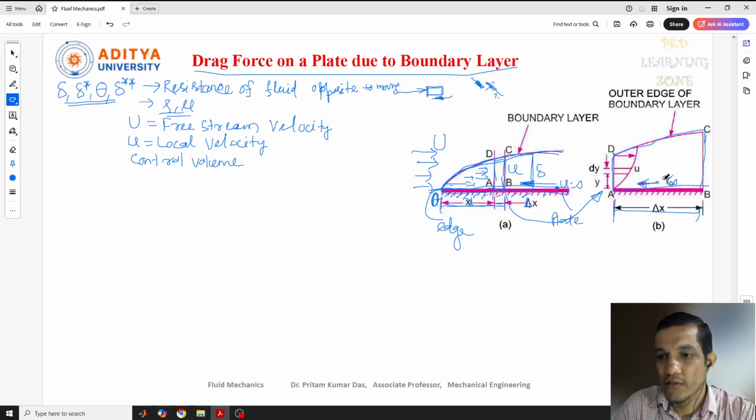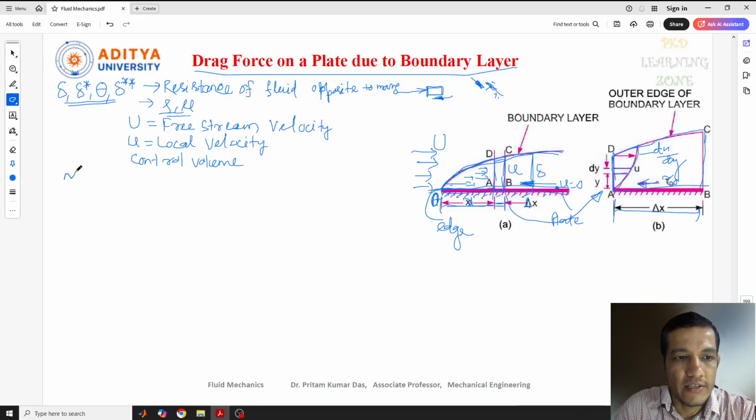Actually, this is shear stress, not shear force. We can consider the drag force as well, which can also be calculated from there. So the velocity profile will be like this. In this velocity profile, we know that du by dy is the velocity gradient. Let's consider a small elemental area in this control volume. Now let's find out the shear stress.